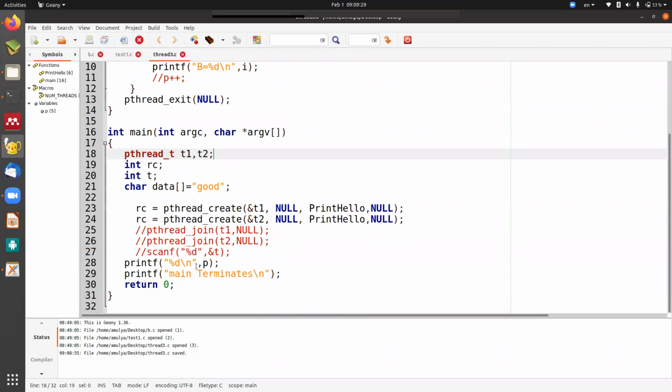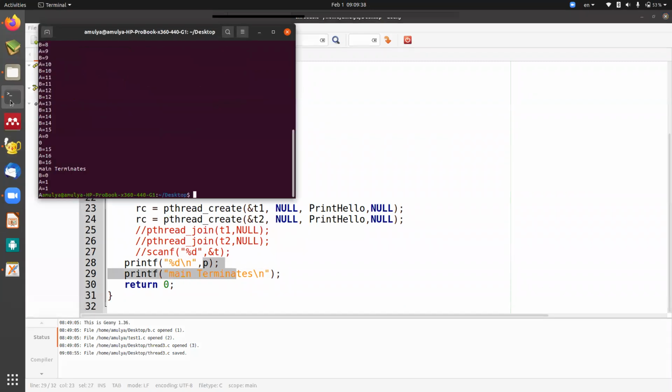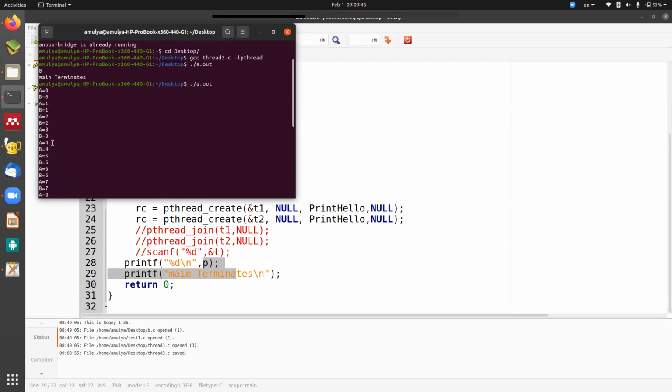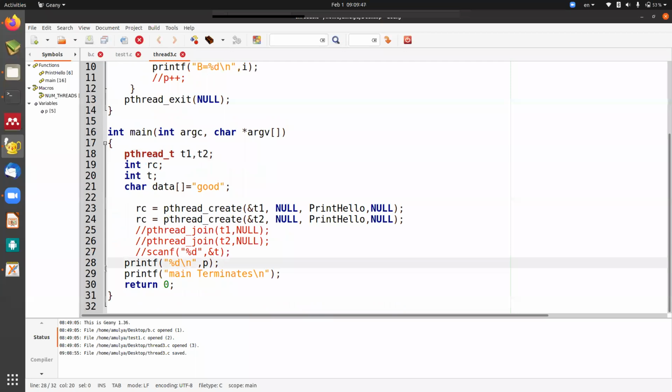So what happens now? This displays 0 and it terminates, and these two threads are not even executed. Once again you run the same thing. See here, it almost displays 15 or 16 lines, but it has to display 50. Then somebody told me: why doesn't this process wait for the thread to complete? For waiting for a process to complete, you use the wait system call. Here there is the join call.